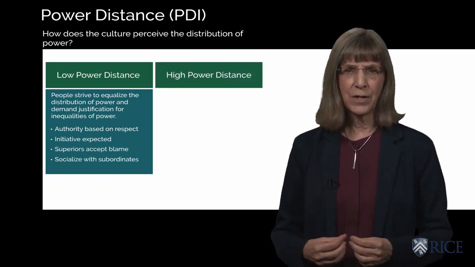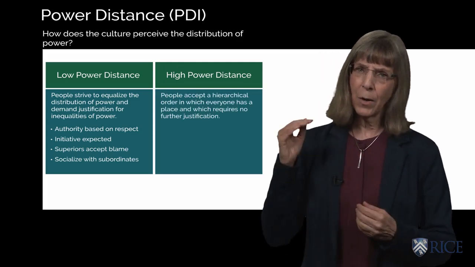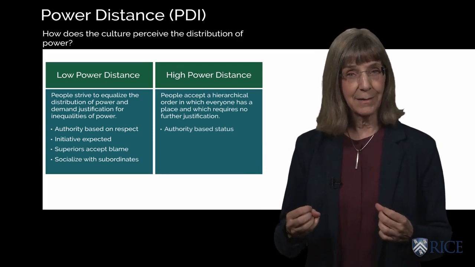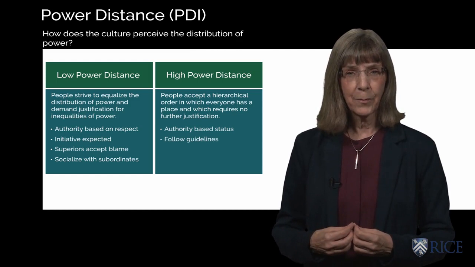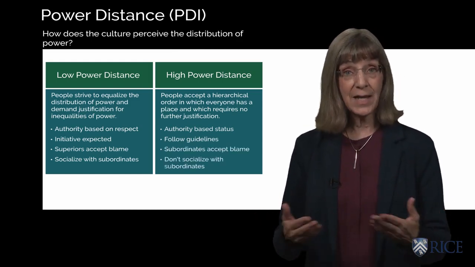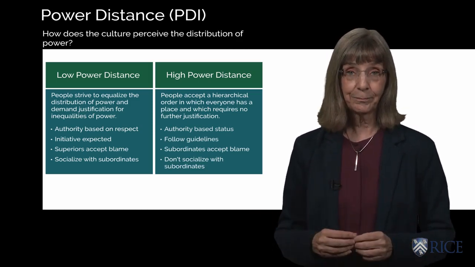Cultures with high power distance have a hierarchical structure with most of the power at the top. Authority is based on status. Individuals follow prescribed guidelines. Blame often goes to subordinates. Superiors and subordinates do not socialize.